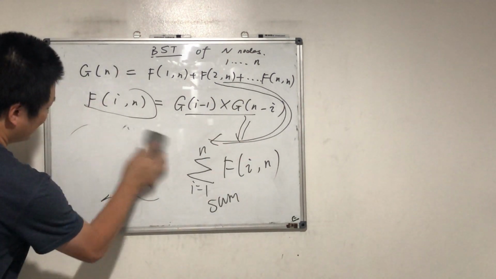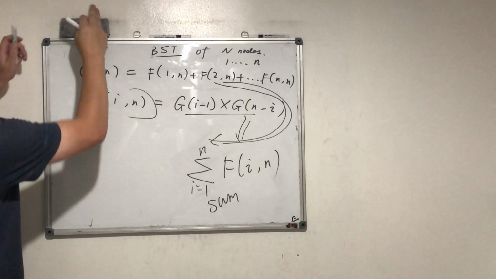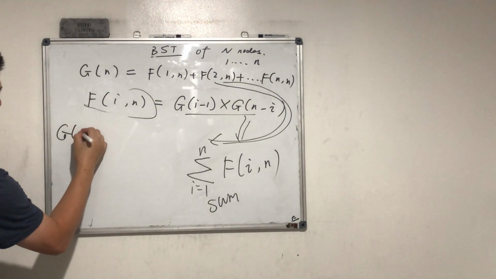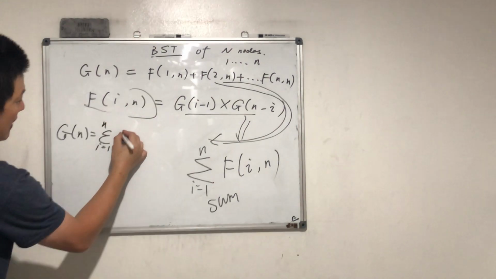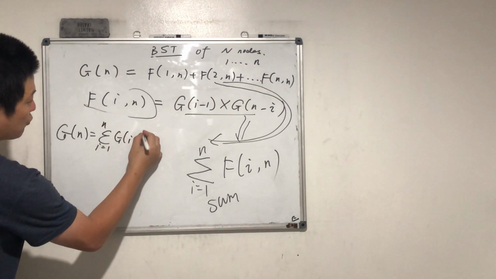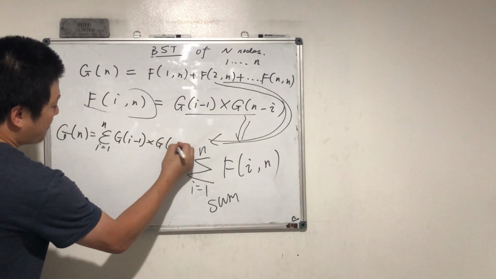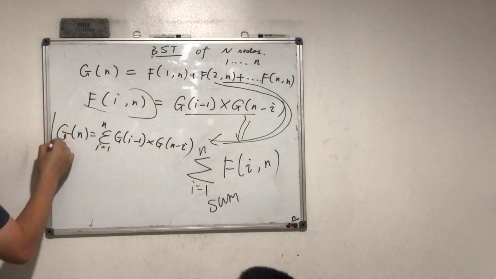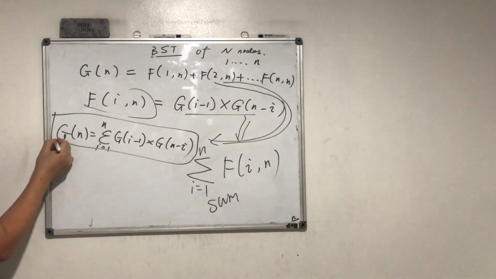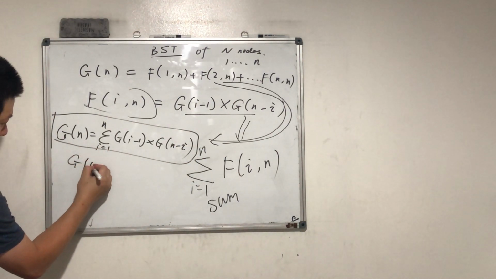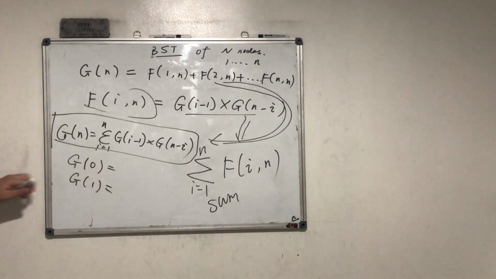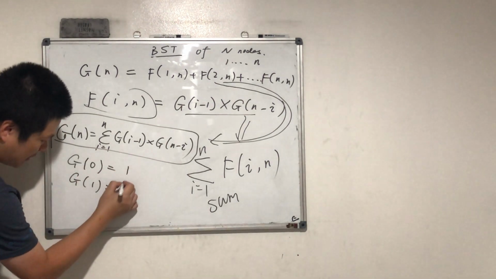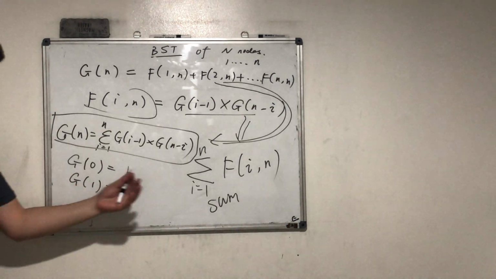So we can just do this. Gn equals the sum from i equals 1 to n of G of i minus 1 times G of n minus i, okay? So this is the dynamic programming function we get. What's G0? G0 equals 1, and G1 equals what? 1. Yeah, the base case is G1 is 1.